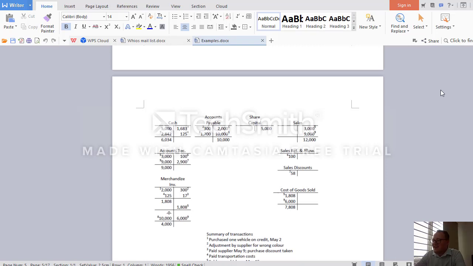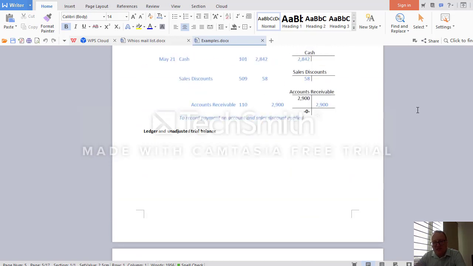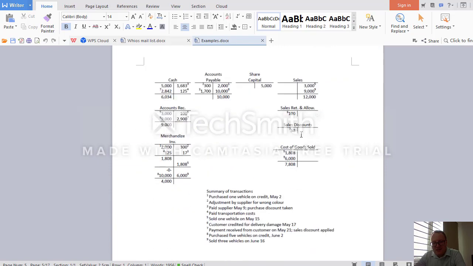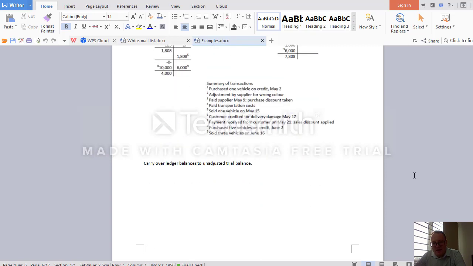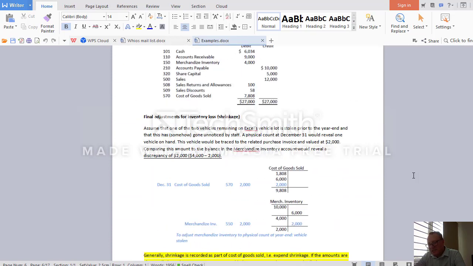Hello again. One quick note about closing the accounts when you have perpetual or periodic inventory system. So let's look again at the notes. As I mentioned, you do all the journal entries and then prepare the ledgers. In the ledger for merchandise inventory you have 4,000, and in the cost of goods sold ledger you have 7,808. Then you prepare the unadjusted trial balance and then make adjustment for the shrinkage.